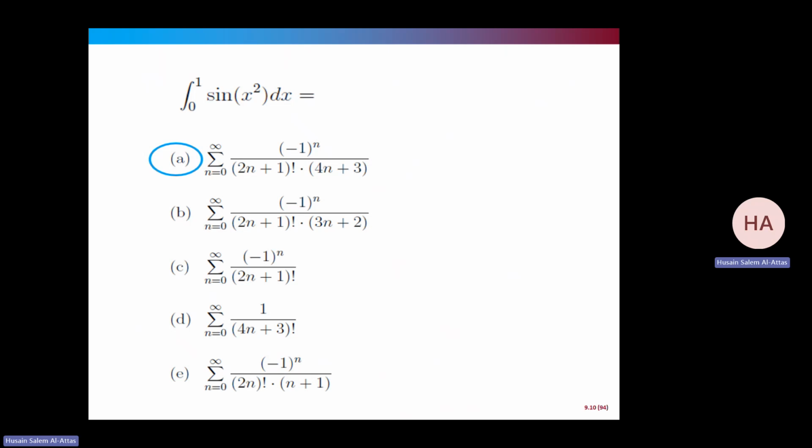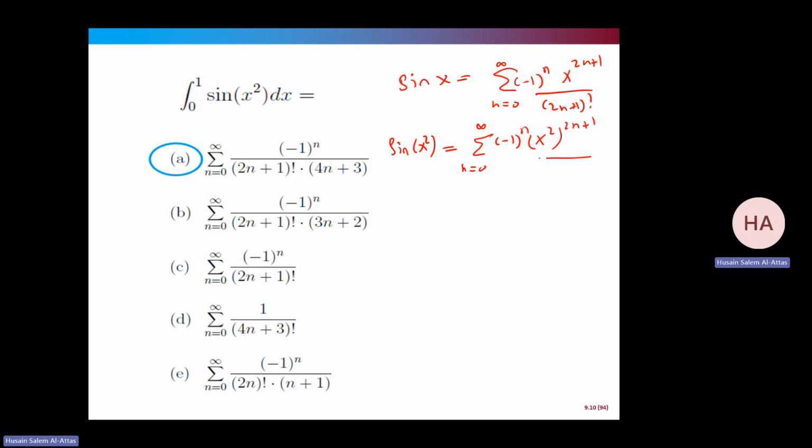Sine x squared integral. That's it. Sine x. Sine x is what? Summation n equals 0 to infinity, minus 1 to the power n, x to the power 2n plus 1 over 2n plus 1 factorial. Sine x squared, instead of x, I will write x squared. Let me do it in steps. Summation 0 to infinity, minus 1 to the power n, x squared all to the power 2n plus 1 over 2n plus 1 factorial. That will be summation n equals 0 to infinity, minus 1 to the power n, x to the power 4n plus 2 over 2n plus 1 factorial.